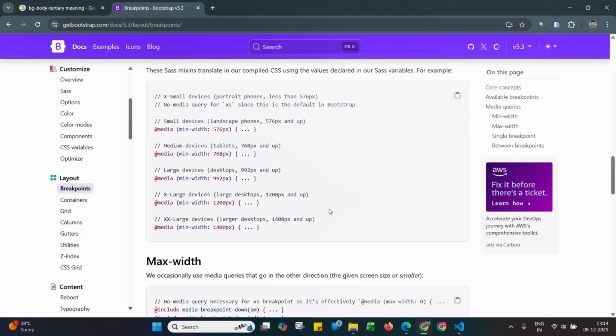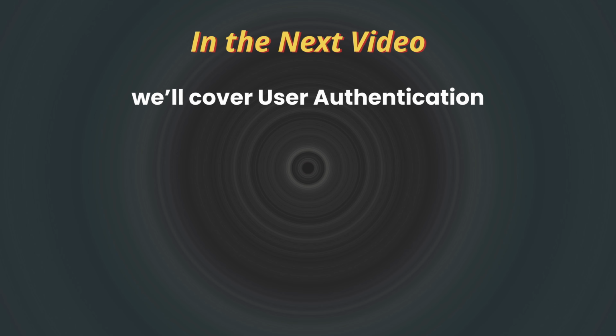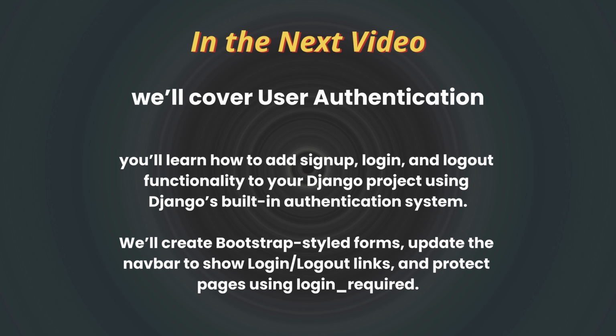We have now reached the end of this video. In our next session, we will dive into the user authentication workflow. We'll learn how to implement sign-up, login, and logout functionality using Django's powerful built-in authentication system. We'll style all the forms with Bootstrap for a clean, modern look, integrate authentication links like login and logout into our navigation bar, and use the @login_required decorator to secure specific views, ensuring only logged-in users can access them. I look forward to continuing this journey with you in the next video.